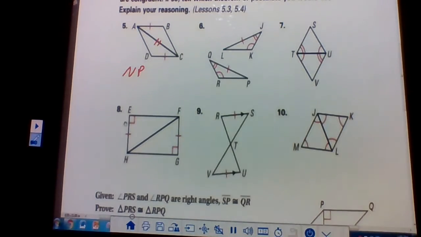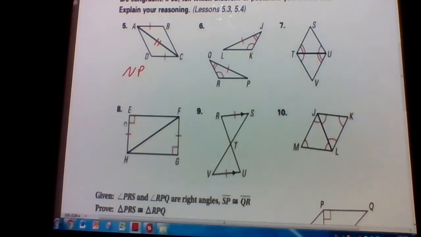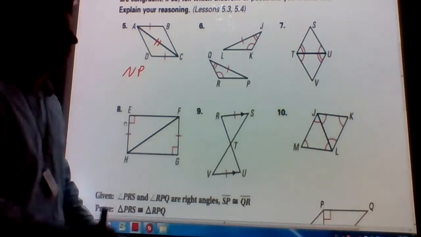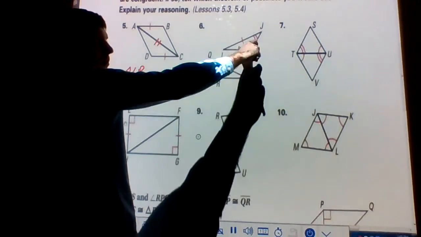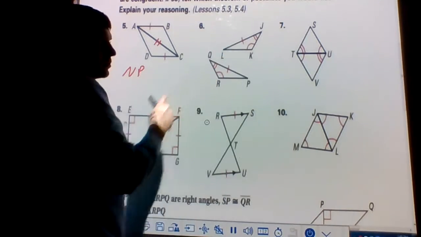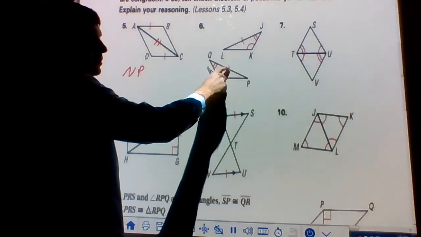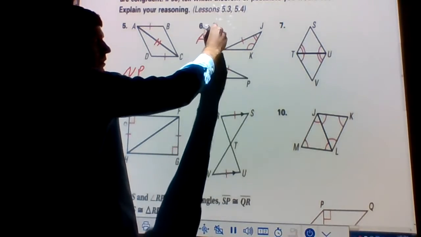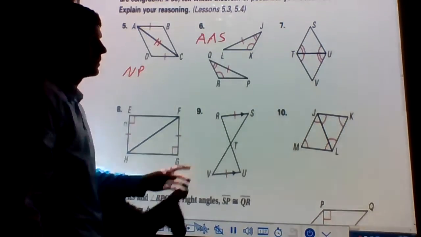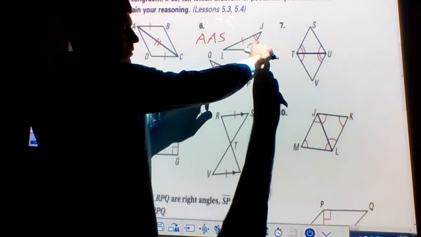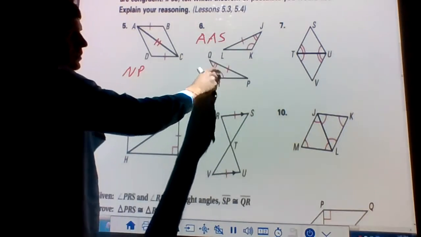Number 6, we have 2 pair of angles and 1 pair of sides. So the pair of sides is not included, right? If it was included, it would be between the 2 pair of angles, but it's not, so it's going to be angle, angle, side. It's the non-included side, it's not between. If it was here and here, we would have angle, side, angle, but it's not included, so it's angle, angle, side.